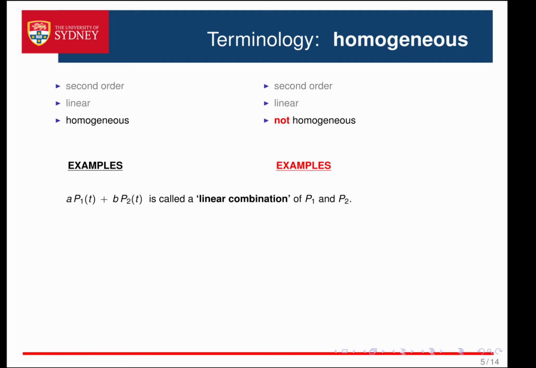So in summary, if a DE is linear and is also homogeneous, we can add up any linear combination of solutions, and this will also be a solution. We will use this very special property to construct the most general solutions to our DE.